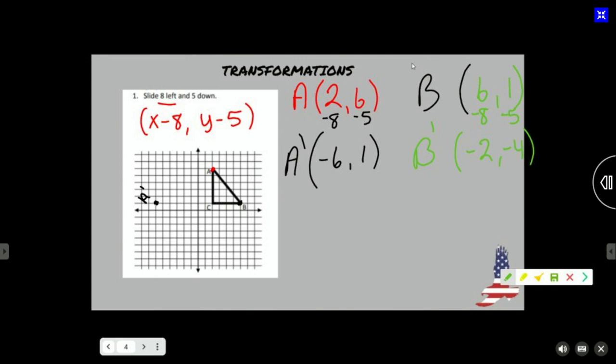Just see where these numbers are coming from. Left 2 and down 4. B prime. Keep that up there for a second. We'll be doing this work on that paper.